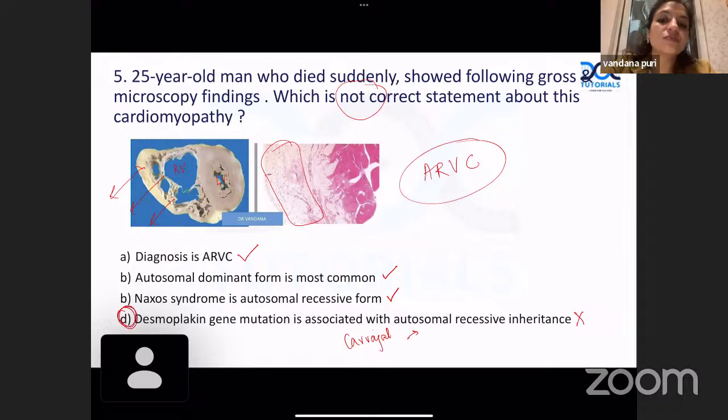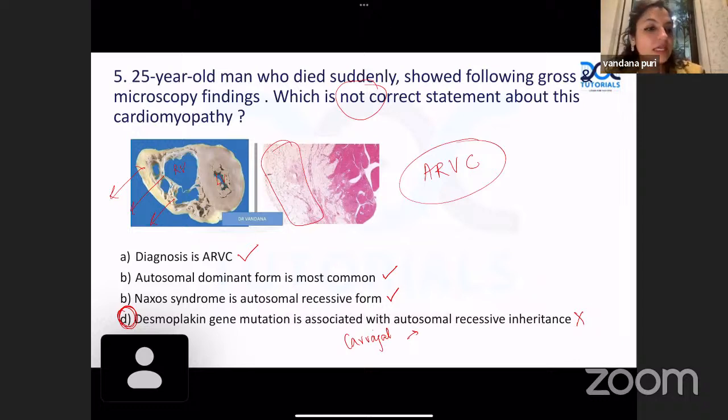The take-home message from this question is to tell you about the inheritance, that ARVCs are autosomal dominant in inheritance. They have fat in the right ventricle. We can have left-sided ARVCs also. We can have biventricular ARVCs also. And Naxos syndrome and Carvajal syndrome are two cutaneocardiac syndromes. And always remember that these patients can have either Carvajal or Naxos syndrome.